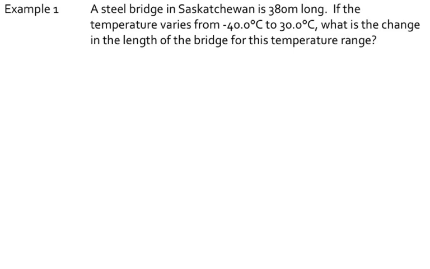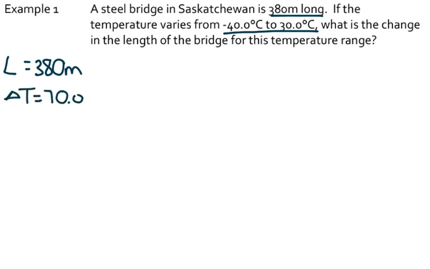So taking a look at what we know, the bridge is 380 meters long. That is L, the original length. The temperature variance is from minus 40 to 30. So the temperature change would not be 10 degrees. To go from minus 40 to 30, we would have 70 degrees Celsius, so that is our delta T. And for sig figs, 70.0. I want to know what is the change in the length, so that is delta L.